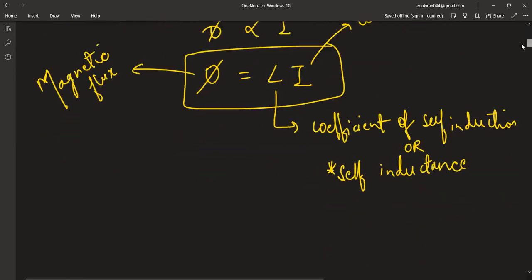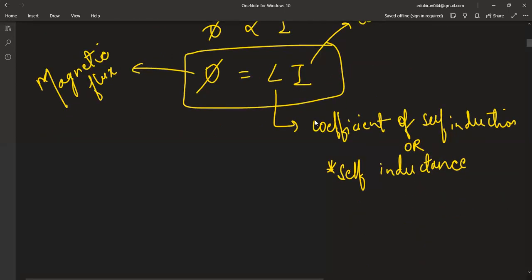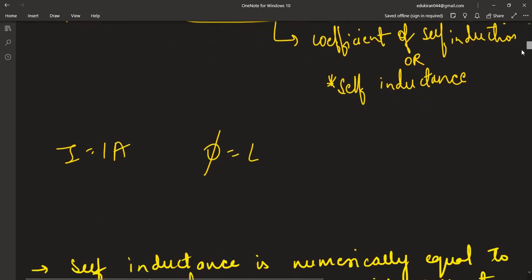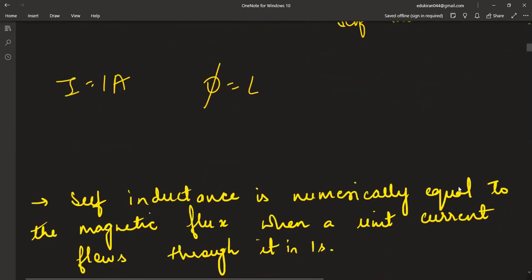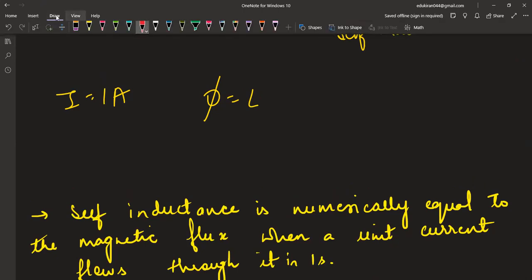Suppose we take the current as 1 ampere. Then the flux will be equal to the inductance. So you can further say that self-inductance is numerically equal to the magnetic flux. Both are equal when unit current passes through it. So what can you conclude? Self-inductance is numerically equal to the magnetic flux when a unit current flows through it.